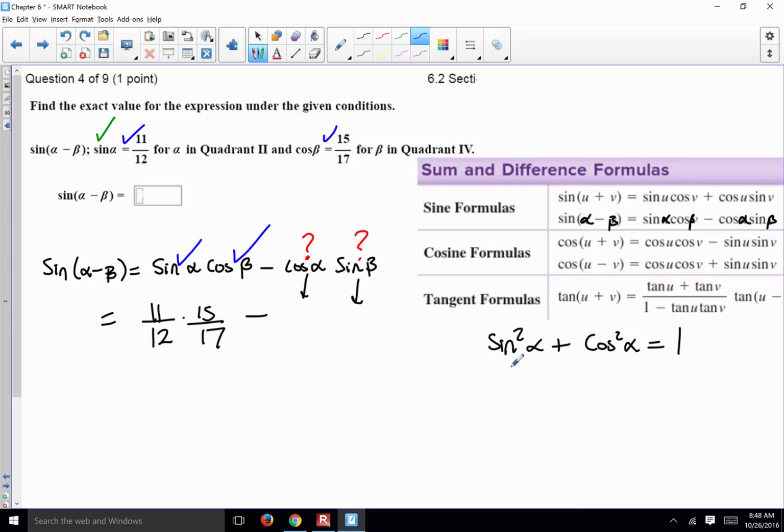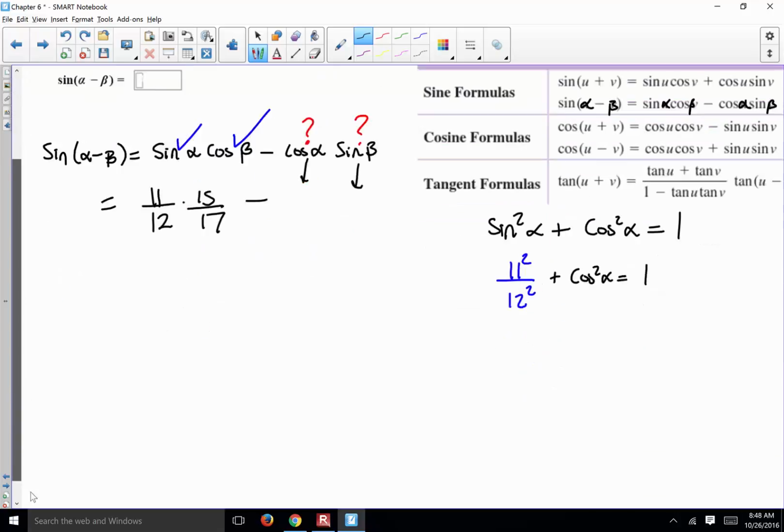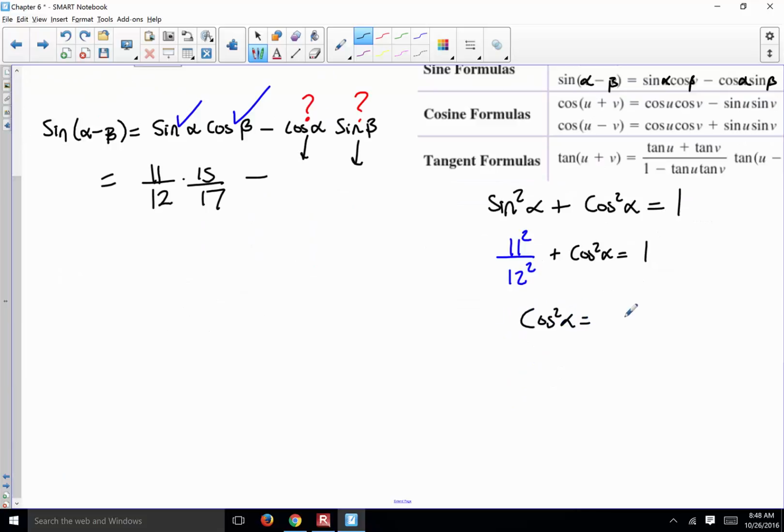Don't we know sine alpha? Yep, we do. It's 11 square over 12 square. We don't know cosine square. I will get to that. So cosine square is 1 minus 11 square over 12 square. What is 11 square, by the way? Okay, let's get common denominators here. I multiply both sides by 144, subtract 121, what's left? 23 over 144. That's cosine square.